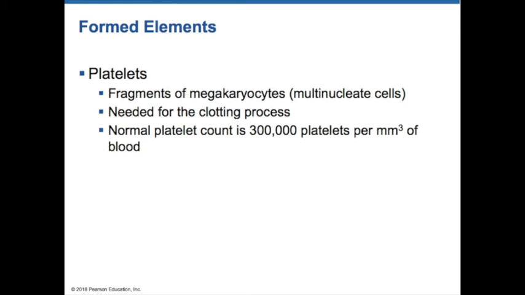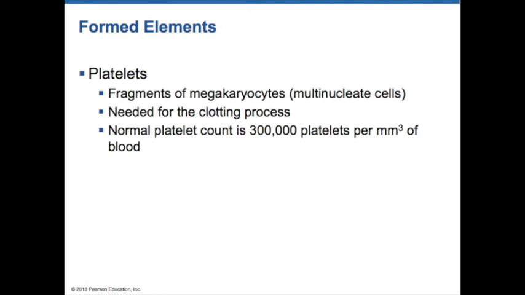Megakaryocytes are going to grow and develop until they reach maturity. Once they are mature, they're going to release these fragments called platelets. And so these platelets are going to be very important for the clotting process during a damaged tissue. Now you're going to find a normal platelet count of 300,000 platelets per cubic millimeter of blood.